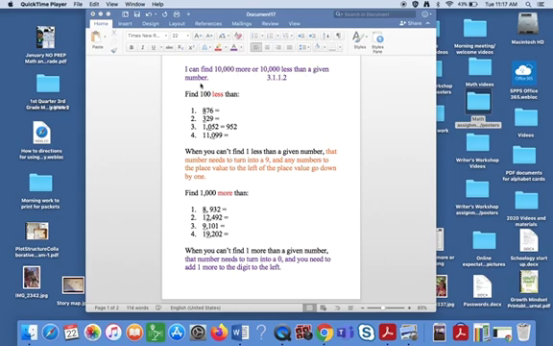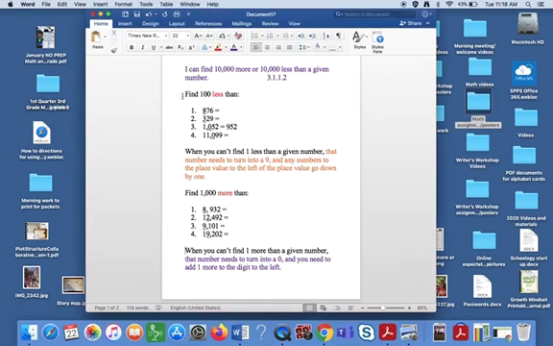Now, from all the work that you guys have been submitting, it seems like everybody is doing a really fantastic job. But there is one really tricky small part of the lesson of finding 10,000 more or 10,000 less that I do want to go over.